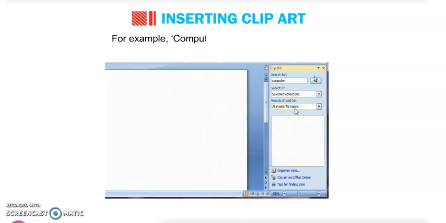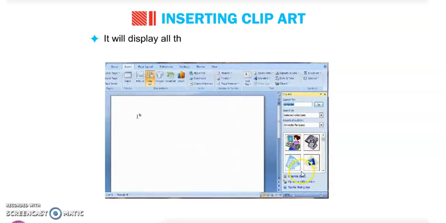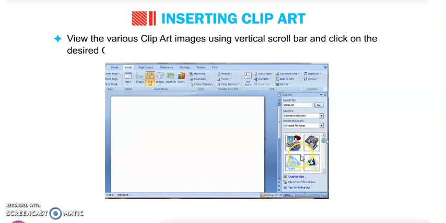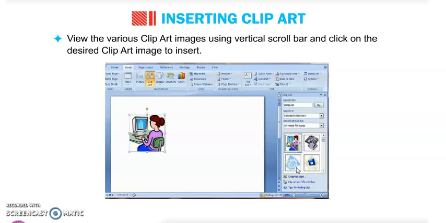Like we have typed computer and click on the Go button. So pictures related to the computer will come here. If you have any picture you like, you can select it. View the various clip art images using the vertical scroll bar and click on the desired clip art image to insert it. Double click that to insert. You can insert any picture.